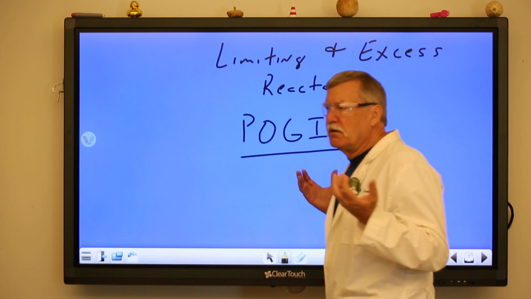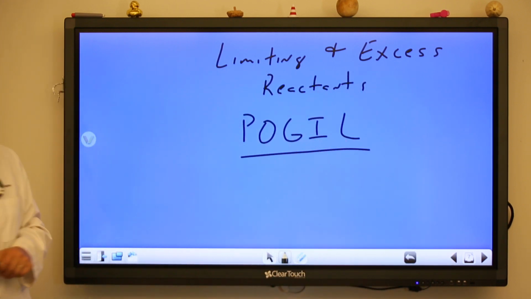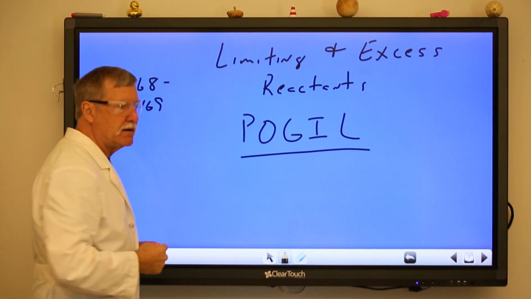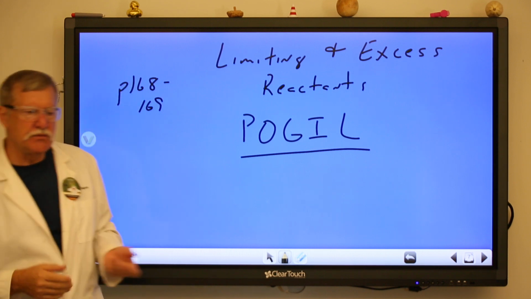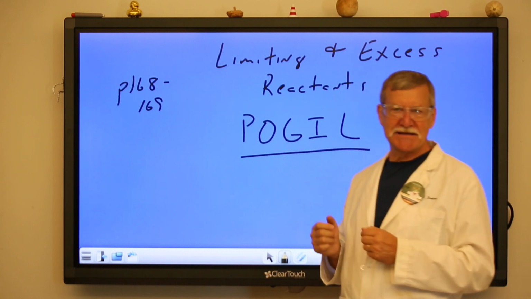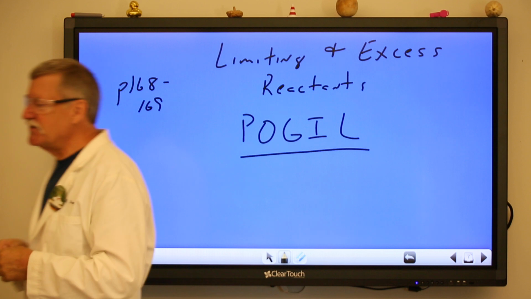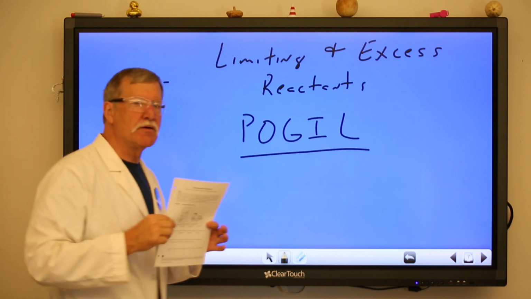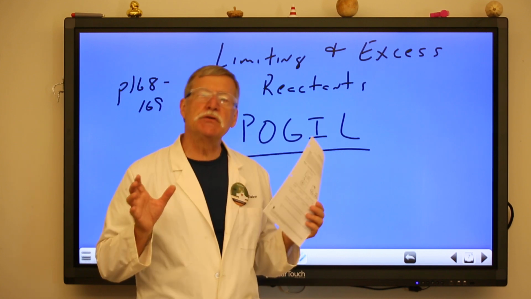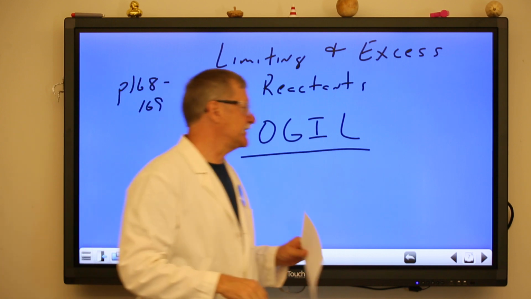Now, in your book, you're going to get the intro to this just by reading pages 168 and 169. But instead of doing stuff out of the book, I've got a POGIL for you. And this one I think you'll find quite interesting, as most of these POGILs are. It's about what are called limiting and excessive reactants. This is going to focus in on what's going to go into the chemical reaction, the reactants.